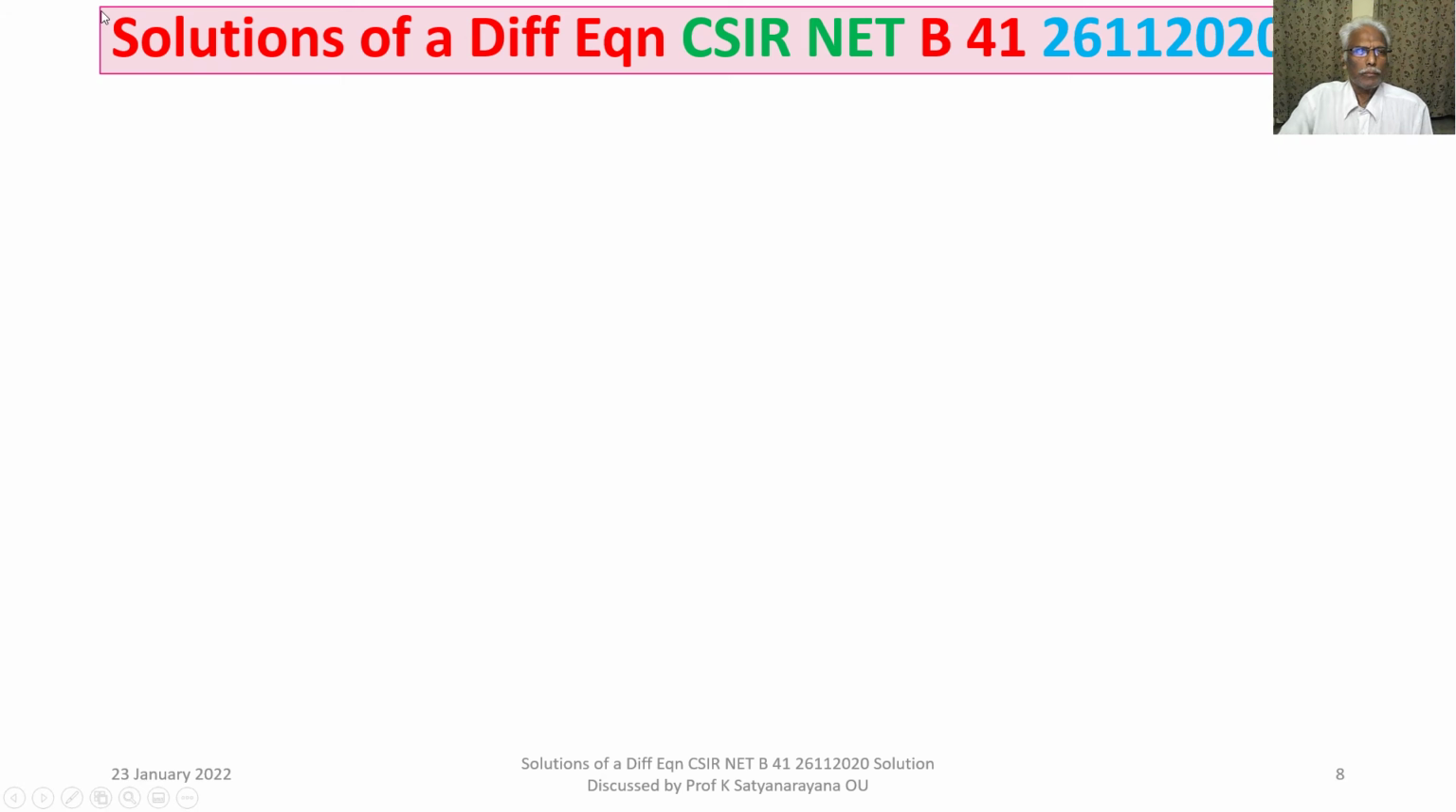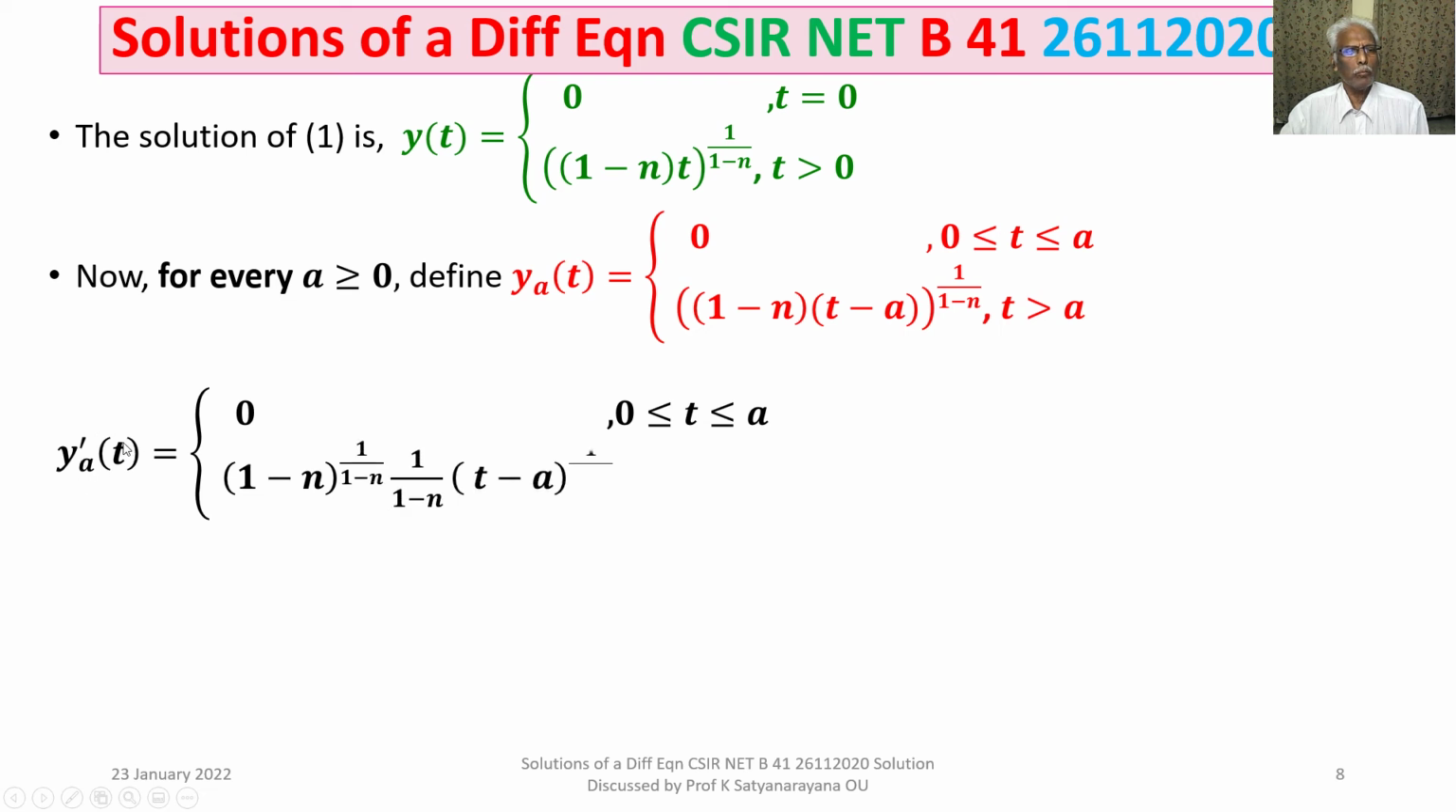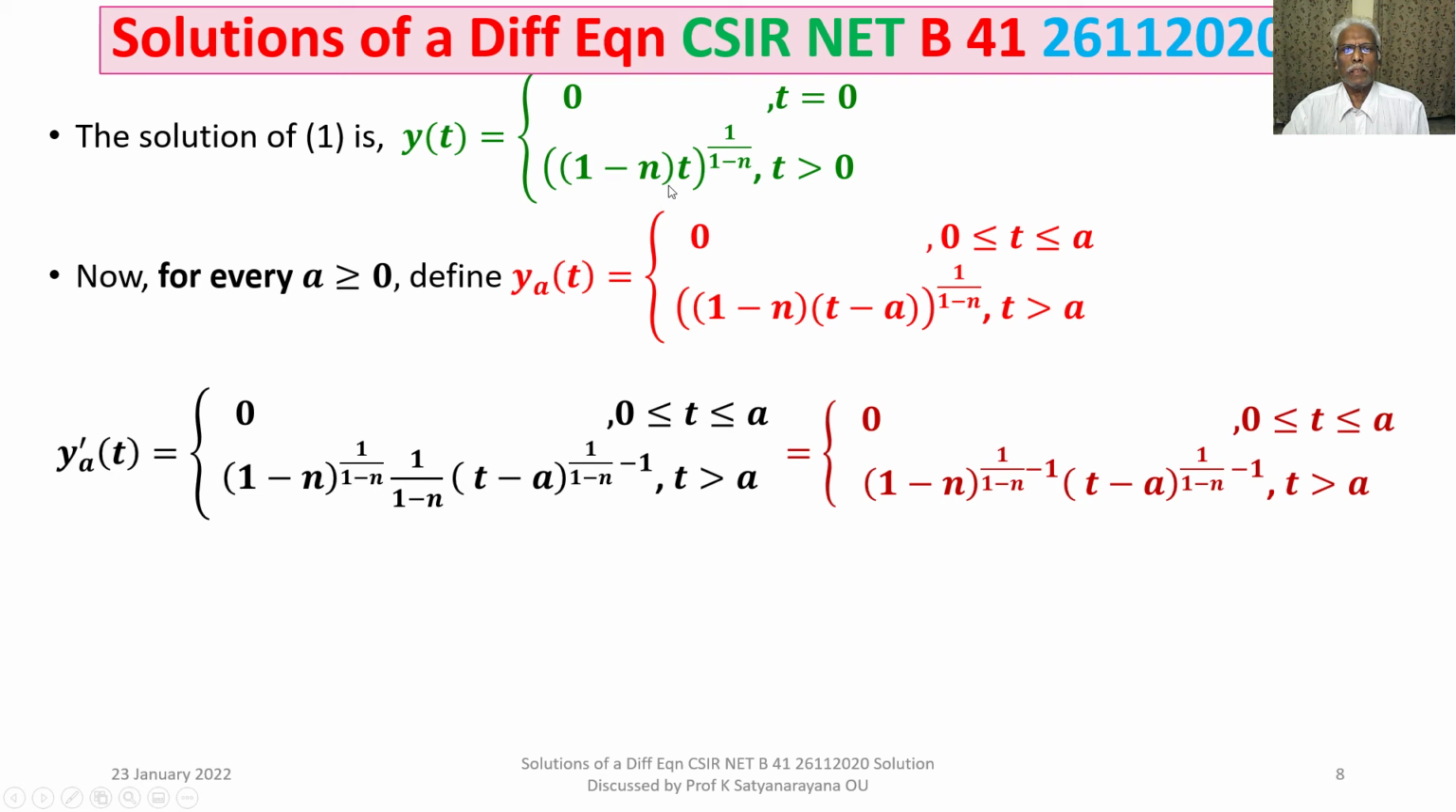Let's move. This is y_a(t). Now differentiate. y_a'(t) is equal to the differential of 0, which is 0, and (1-n)^(1/(1-n)) is a constant, so it comes out. And the derivative of t to the power of 1/(1-n) is 1/(1-n) into (t-a). This is the differential, not this.